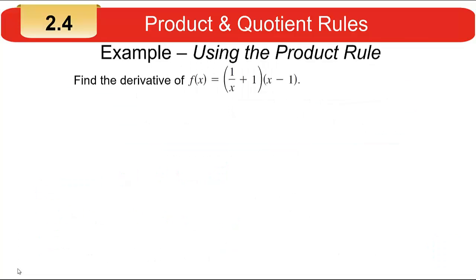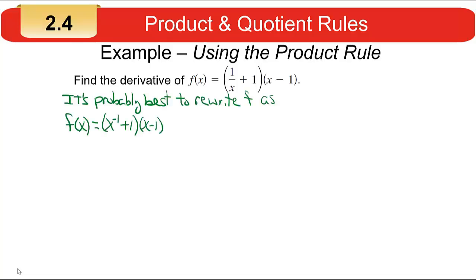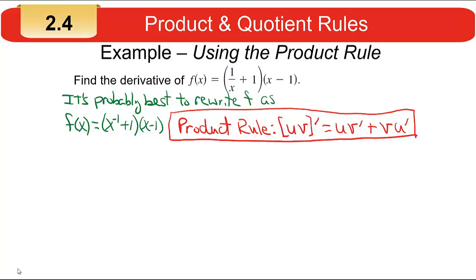Another example. What if I want you to find the derivative of this product: 1 over x plus 1 is one factor and x minus 1 is the other factor? Well, the product rule says u times v prime plus v times u prime, but you also have that 1 over x sitting in there. So it's probably a good idea to go ahead and rewrite the 1 over x as x to the minus 1 before you even get started. So that product's going to look like the quantity x to the minus 1 plus 1 times the quantity x minus 1. And then the x to the minus 1 plus 1 is going to be the u, and the x minus 1 is going to be the v in the product rule.